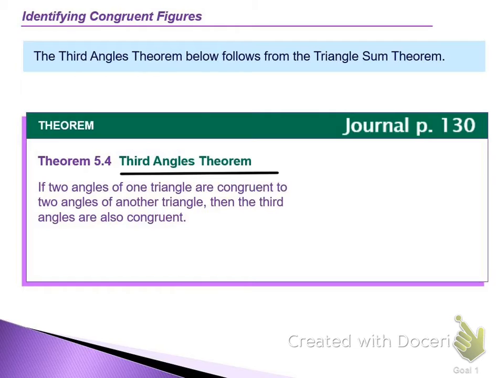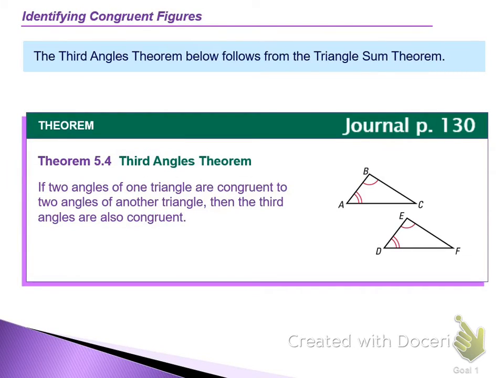It says if two angles of one triangle are congruent to two angles of another triangle, then the third angles are also congruent. If two angles of one triangle are congruent to two angles of another, then the third angles are congruent. Let's show why. Let's pick some numbers to prove this.